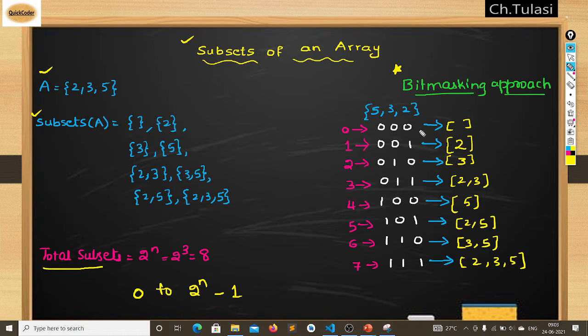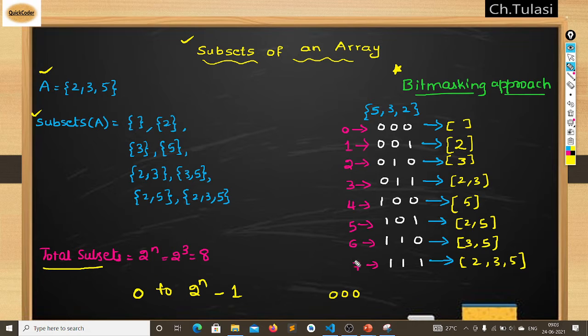But how can I write the code? What is the simple approach? What we usually do is, let me write here. The first one represents 2 power 0, the second one represents 2 power 1, and this third one represents 2 power 2. What I usually do is, I will take the first element, the 0th element, 0. Now I will calculate what is there in the 2 power 0 position.